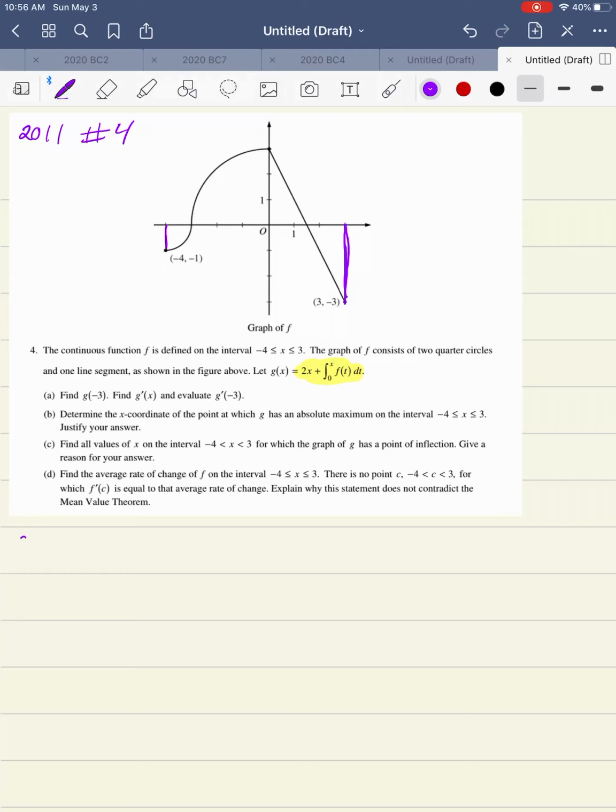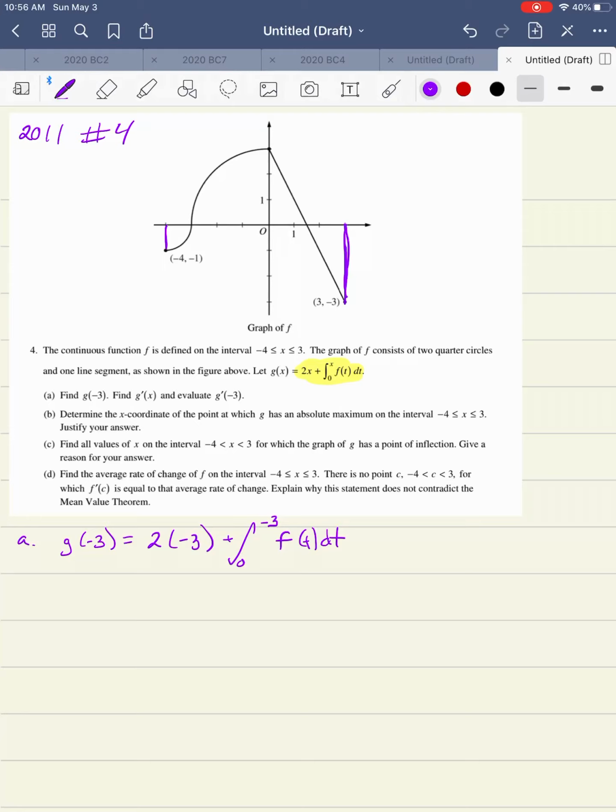So A, pretty straightforward, says, hey, find g of -3. The key to doing this is to actually write these things out. So g of -3 is 2 times -3 plus the integral from 0 to -3 of f of t dt. Don't skip that step. Actually write it out. The thing a lot of people will forget will be that -6, the 2 times -3 in there.